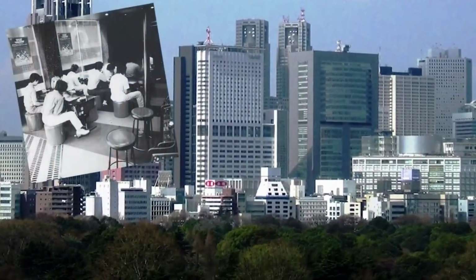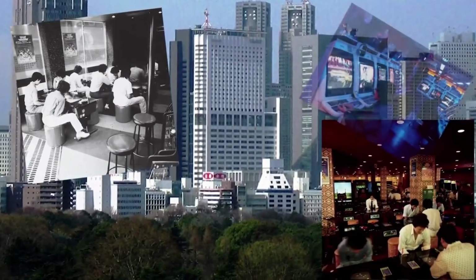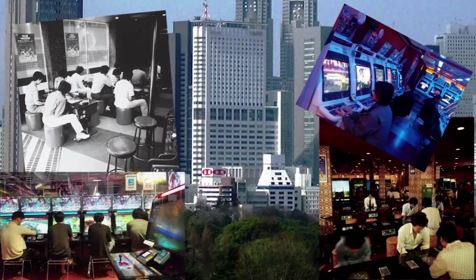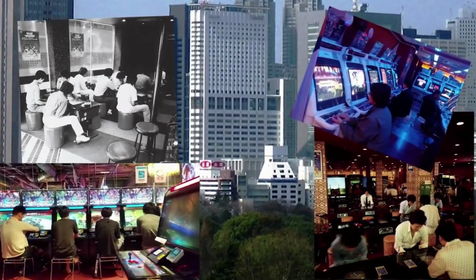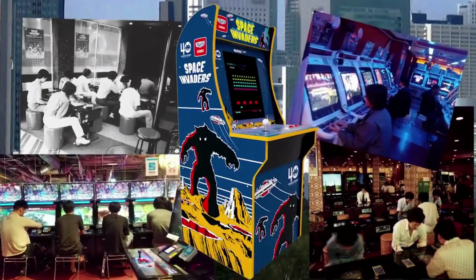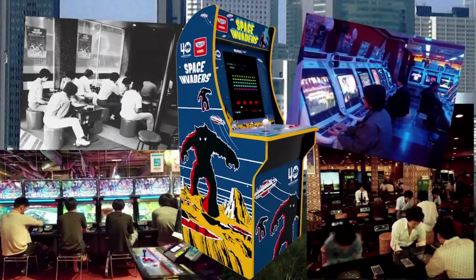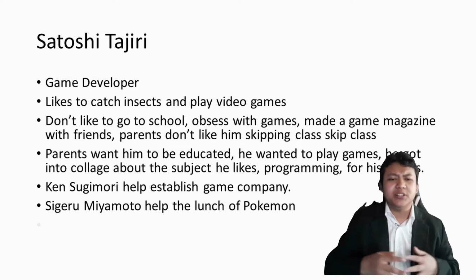Tajiri actually disliked going to school and would have much preferred to skip classes to spend more time in the arcades playing video games. In fact, he would play in them so much that one of the arcades actually gave Satoshi a full-size Space Invaders machine for him to take home. So his parents thought that he became a delinquent.